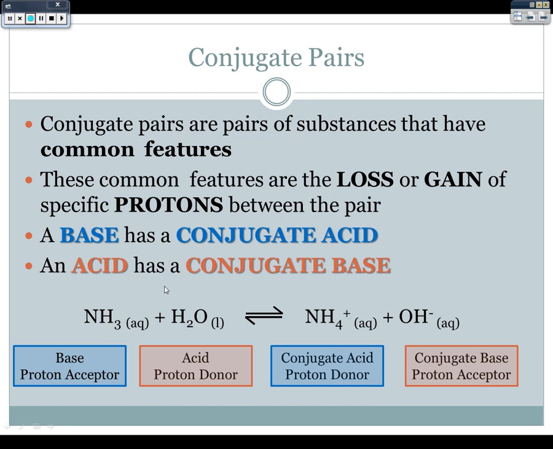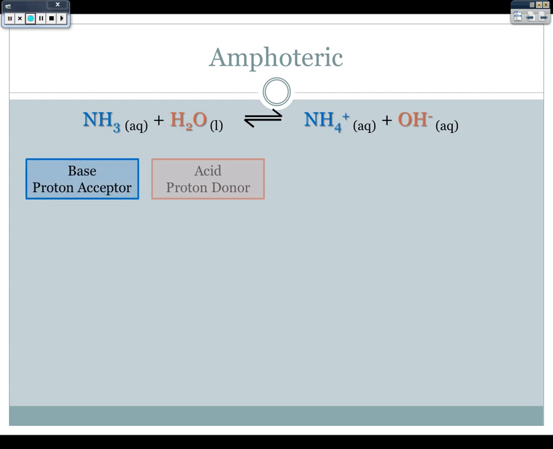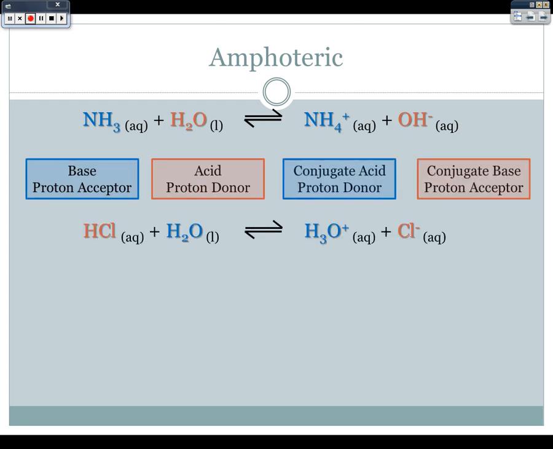So you can kind of see how an acid has a conjugate base, a base has a conjugate acid. They're the same basic formula, nitrogen and hydrogens, but with different numbers of hydrogens. Hydrogen and oxygen with different numbers of hydrogens. So they're paired up, conjugate pairs. Now, if we look at this situation again, you've got a base, conjugate acid, an acid, and a conjugate base.